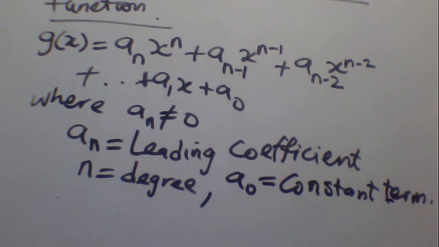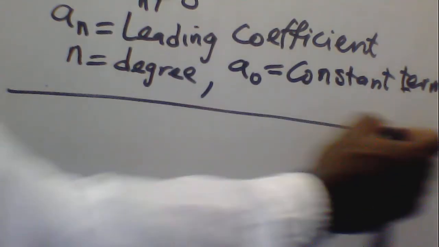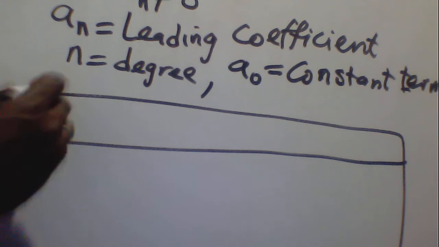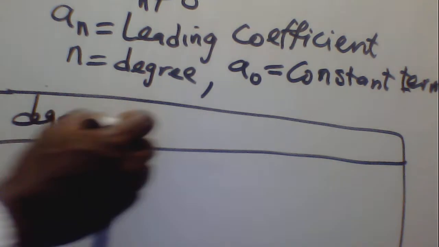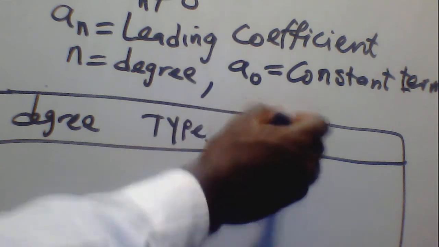So we can proceed. A polynomial function is said to be in standard form when its terms are written in descending order of exponent from left to right. So I can give you some types of polynomial we have. Do you have any question? I can give you a table of values of types of polynomial, and their degree, types, and an example.